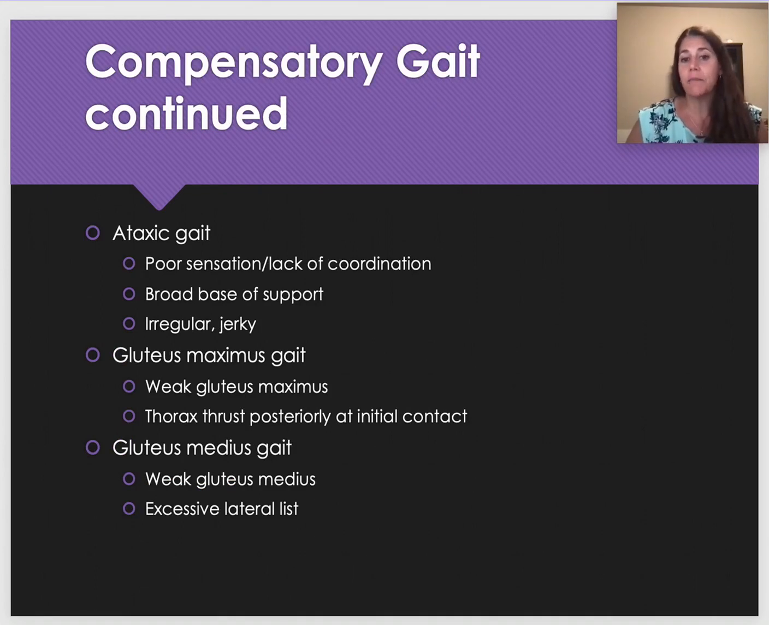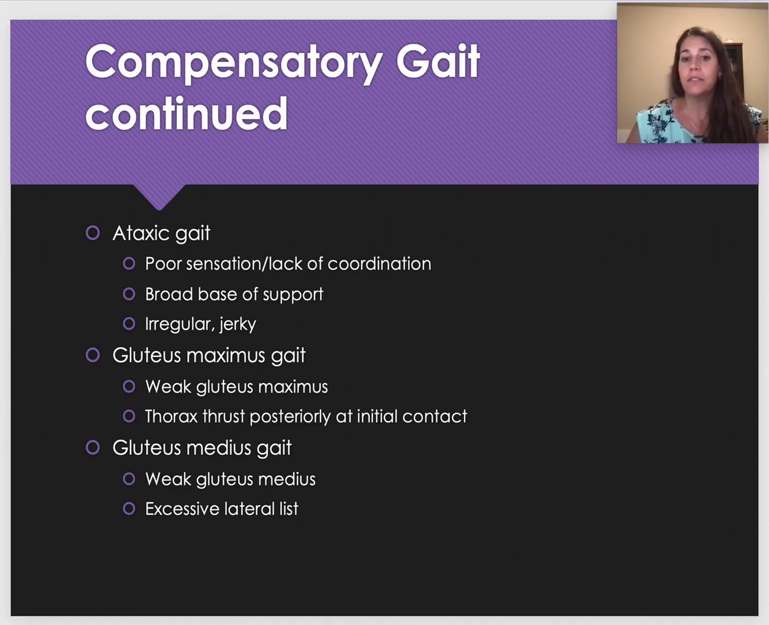Ataxic gait, gluteus maximus gait, gluteus medius gait. So ataxic, basically what's happening is they're walking with a wider gait. It's not very smooth, and they're doing it because either their coordination or their sensation is messed up. Usually we're talking about some kind of paresis or nerve damage going on that's causing this to happen, and there are certain diseases that can cause that as well.